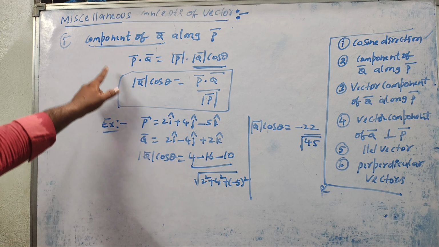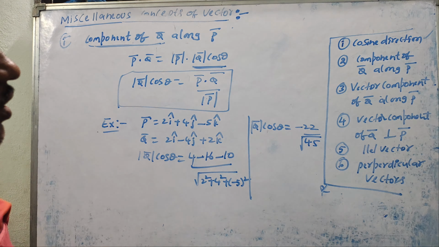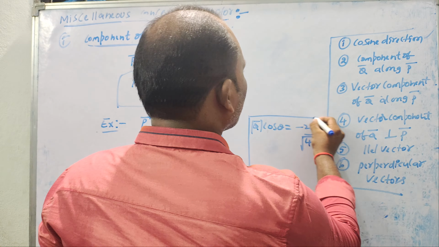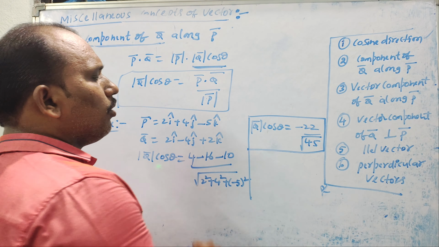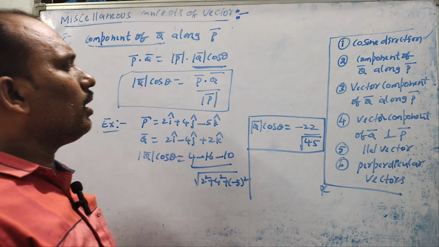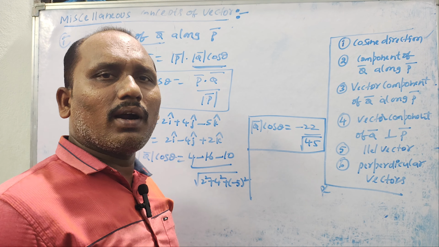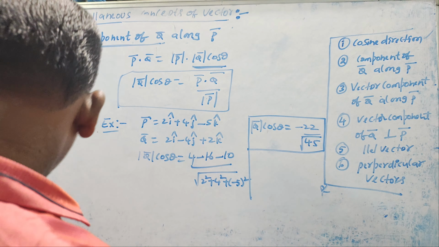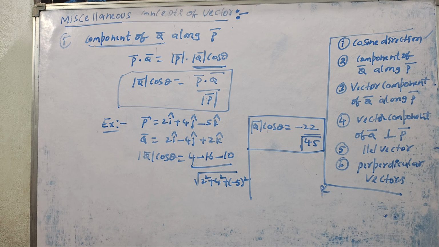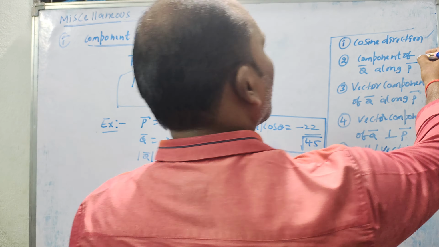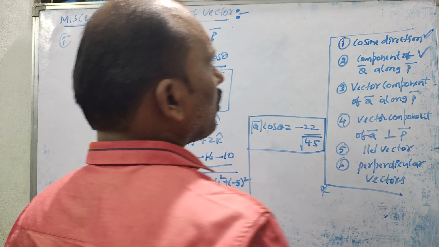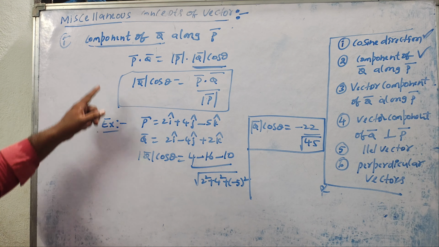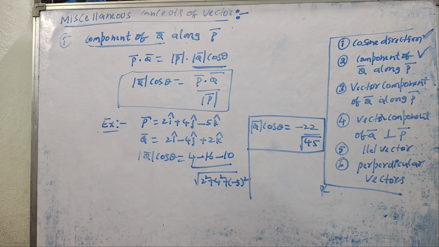So what value are we getting for the component of Q bar along P bar? This is the value we are getting. So modulus of Q bar cos theta is equal to minus 22 root of 45. Same thing I am dealing with. The first one is forward, the second one is also forward. This is the component of Q bar along P bar.